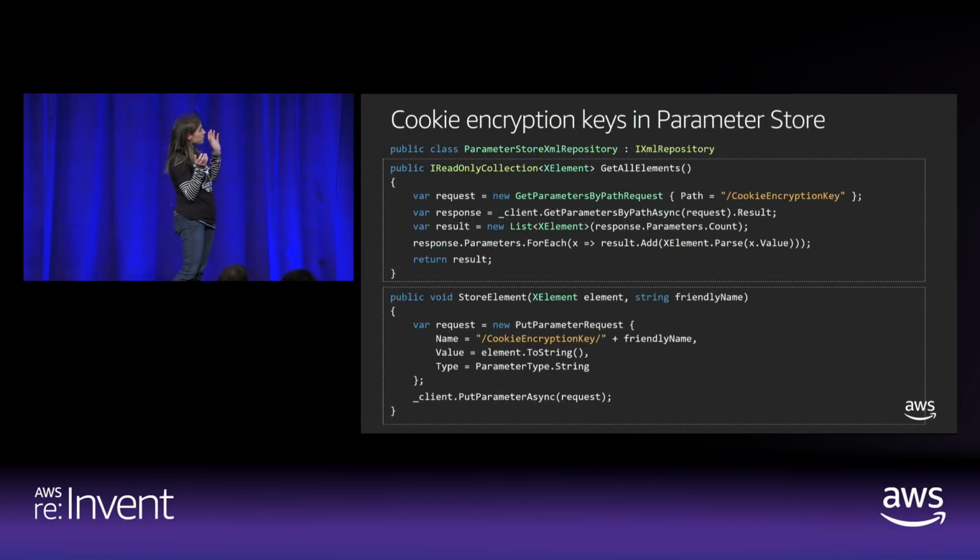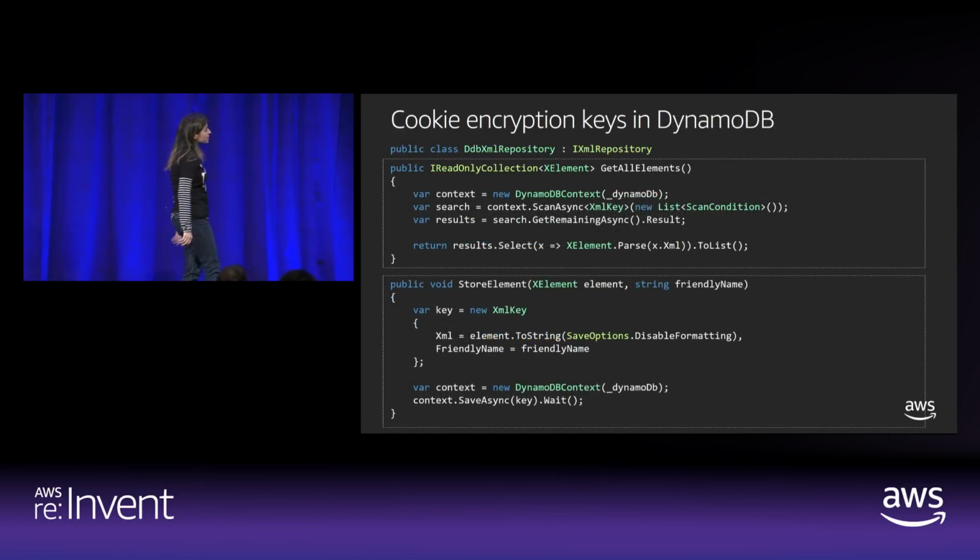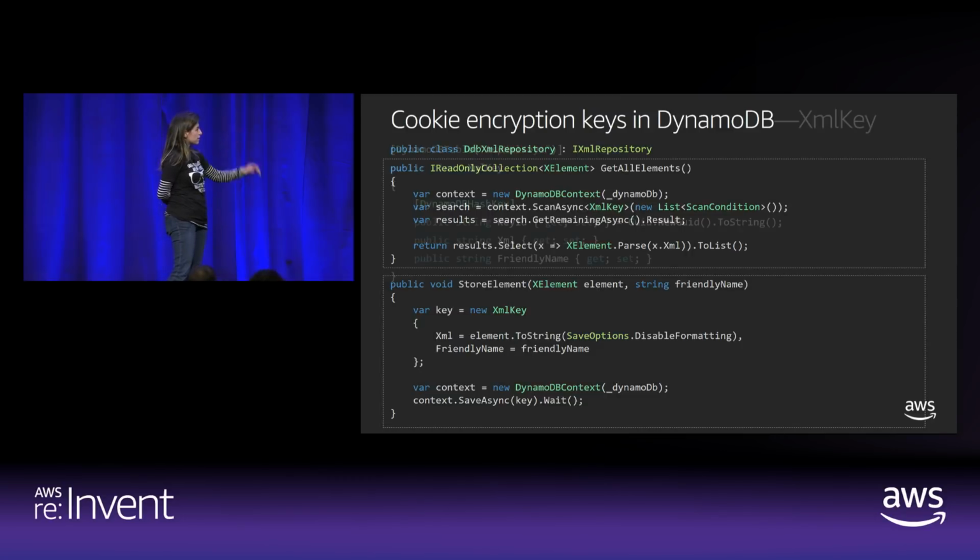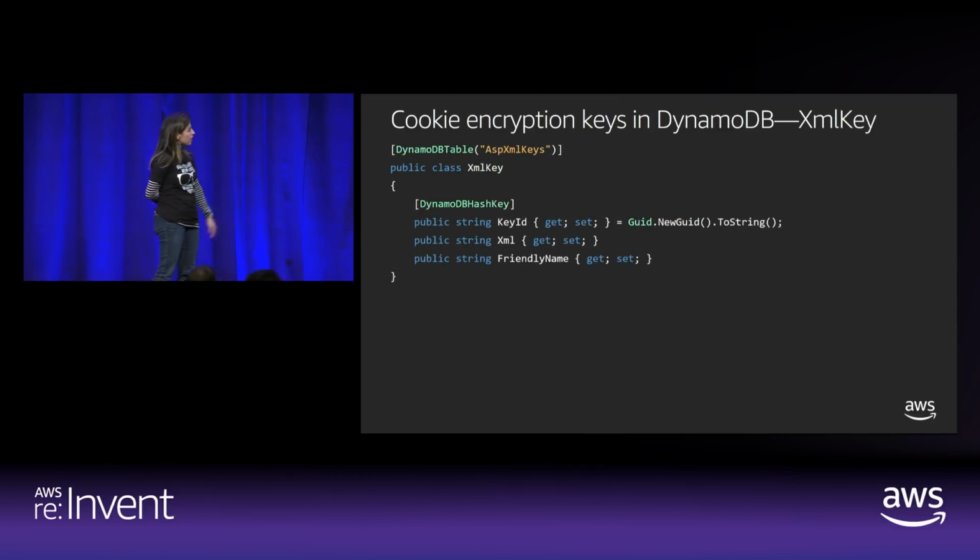Yeah, so this is the Dynamo. That was Parameter Store, and this one is Dynamo. This is the DynamoDB version of it. So it looks almost the same, with the same methods. It's using the DynamoDB object persistence model to actually store the cookie encryption keys. And then the XML key class is just a simple POCO. There's nothing complicated about it.